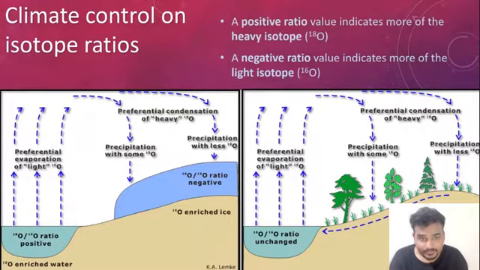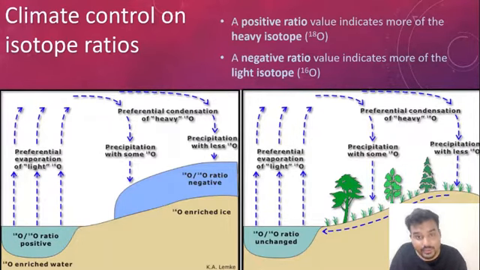If you see, most of the O18 will condense and precipitate out in the lower tropical regions only. But as this cloud moves towards the higher latitudes, it will be enriched with O16. Why will it be enriched with O16? Because I already told you the heavier isotope will condense first. So more and more O16 will be dumped into the ice sheets of Antarctica and Greenland.